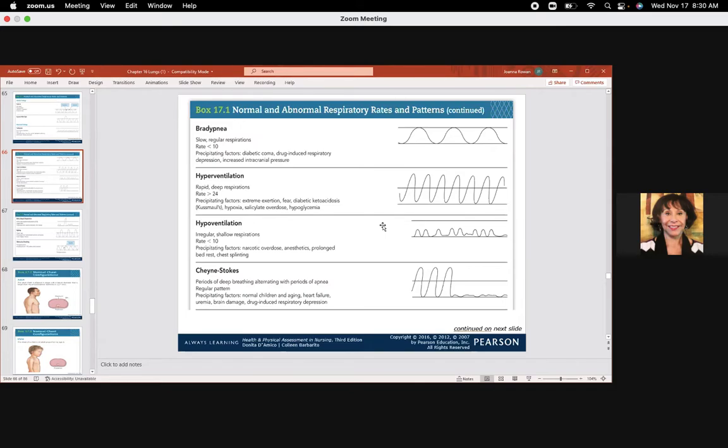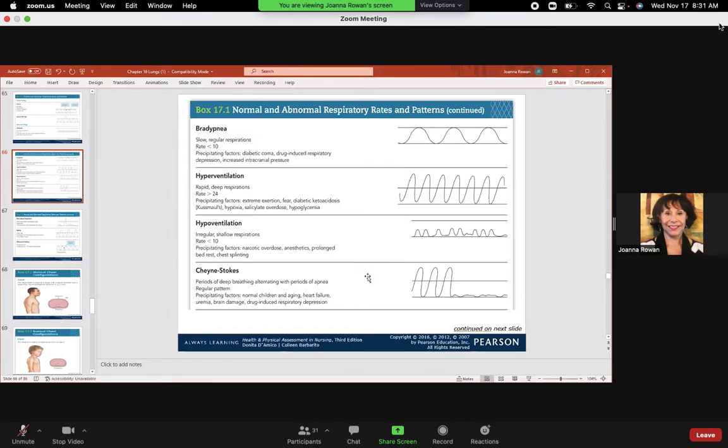The pattern is regular. Precipitating factors: normal in children and aging, heart failure, uremia, brain damage, drug-induced respiratory depression. Cheyne-Stokes is not a good sign to have.